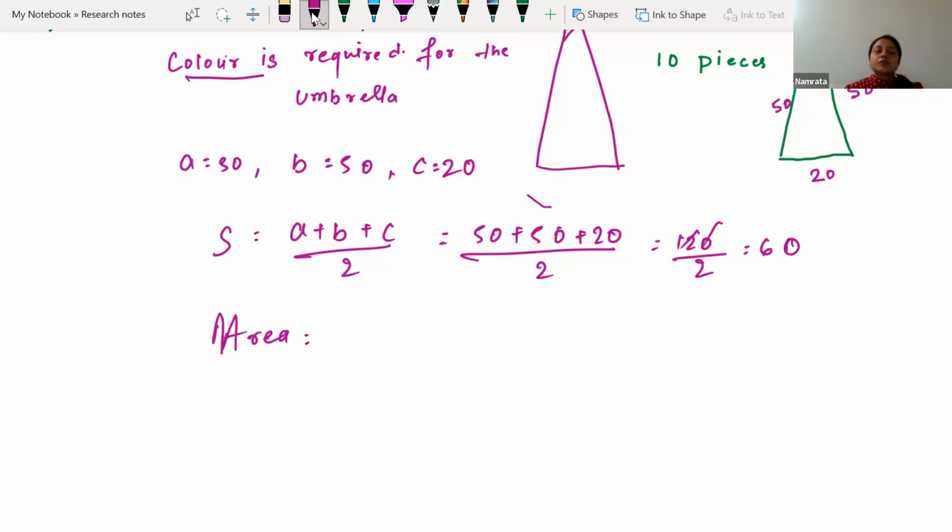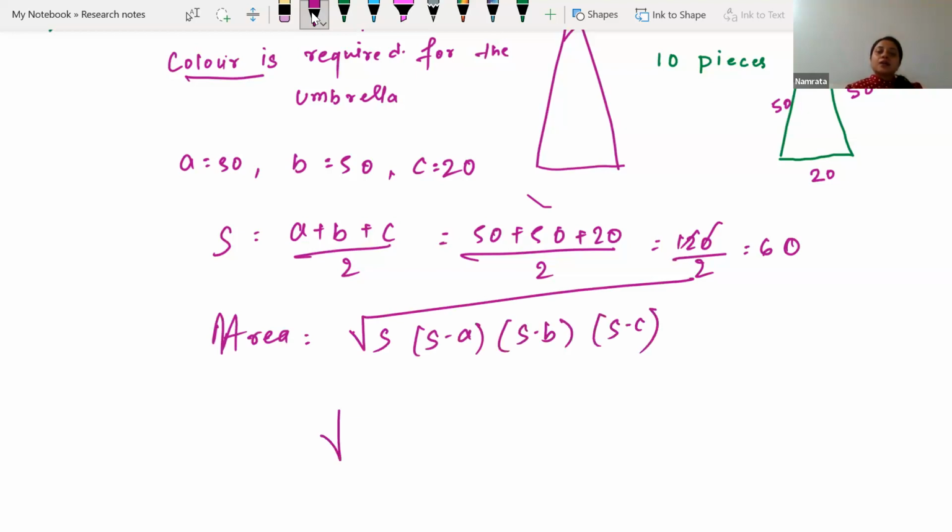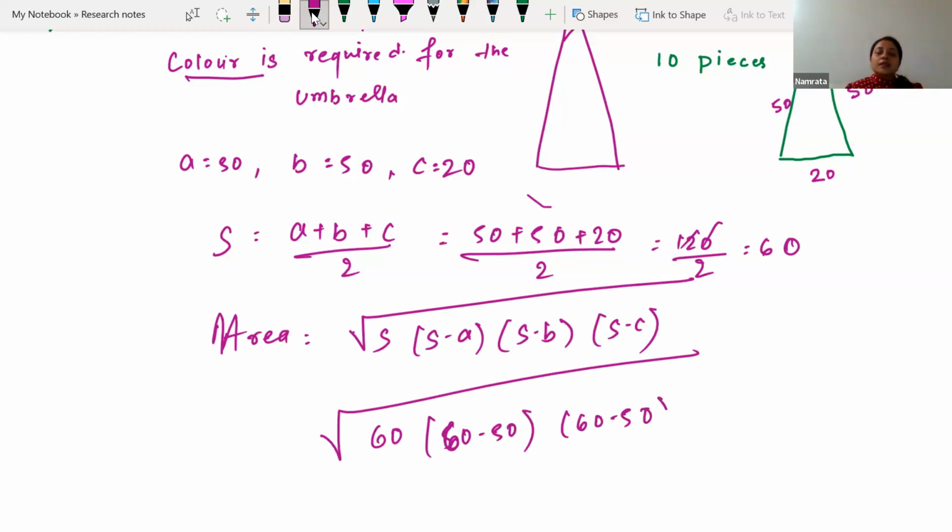Okay, now the area formula we already know, that is under root S minus A, S minus B, S minus C. That is under root S is 60, 60 minus 50, again 60 minus 50, and then 60 minus 20. Now we just have to solve it to find the area of one triangle. After that, total 10 triangles are there, but 2 different colors have been used over here. So 5 triangles from each color we are considering.